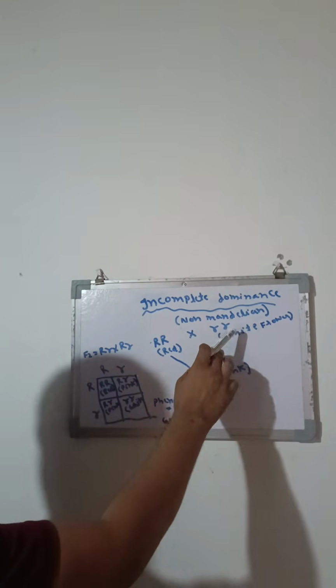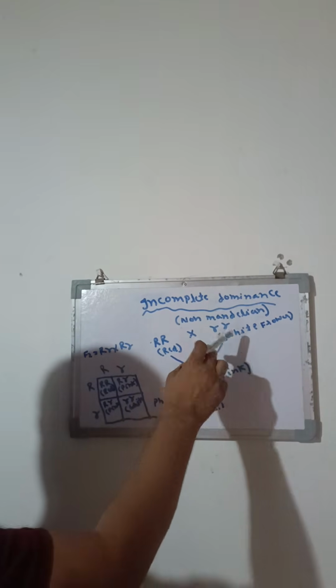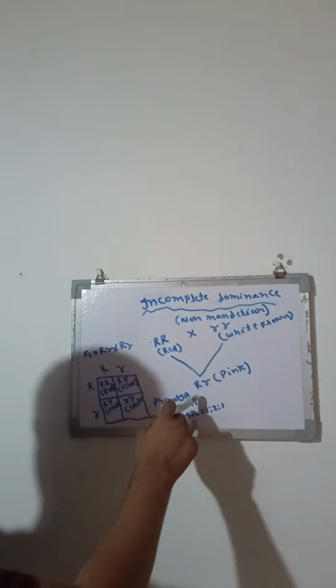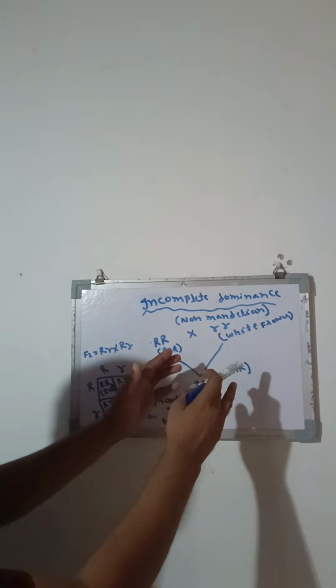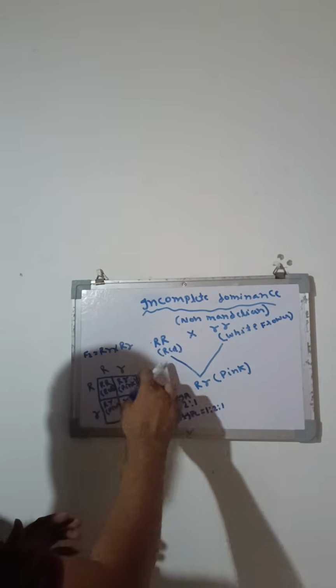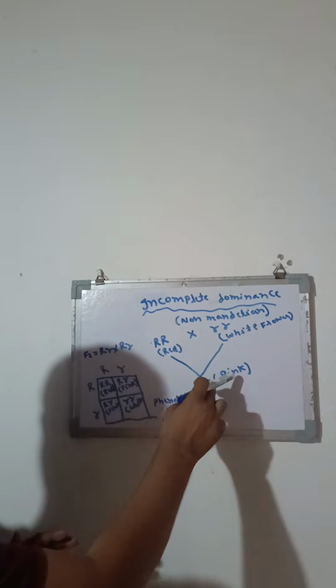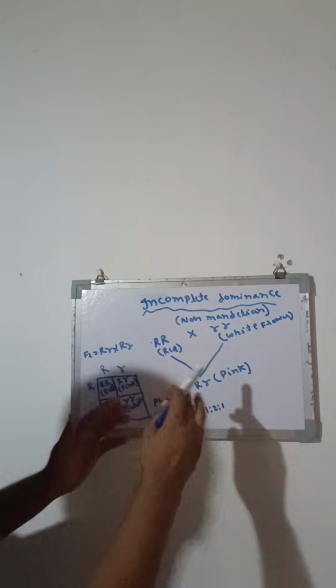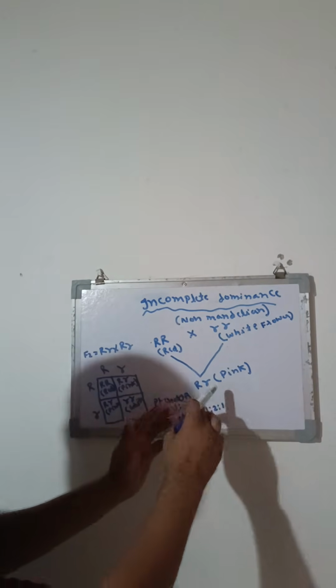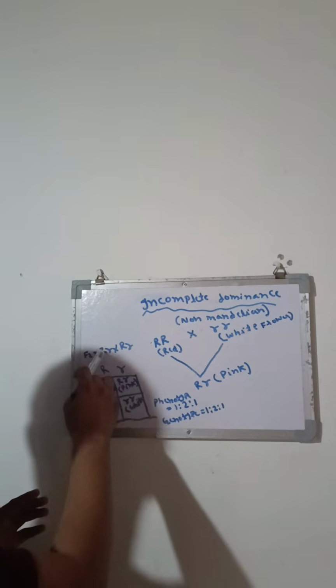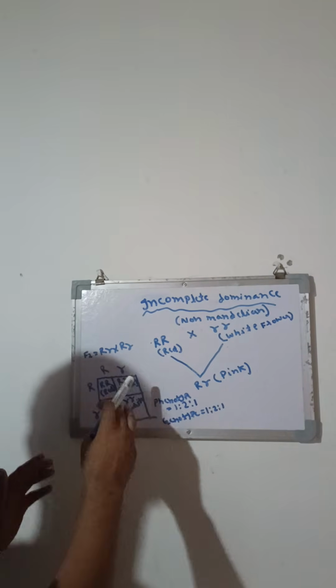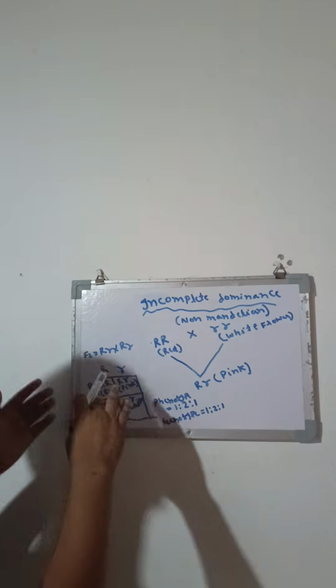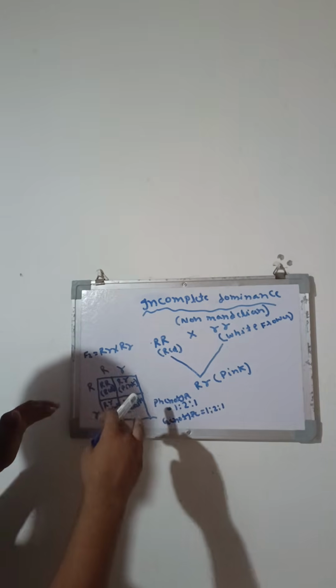After that, we cross the red flower and the white flower and we get capital R and small r, which is indicated as pink color, which is totally different from the parental generations. After that, we find the F2 generation by crossing capital R small r and capital R small r, and for this we have prepared a Punnett square so that we can find out the F2 generation.